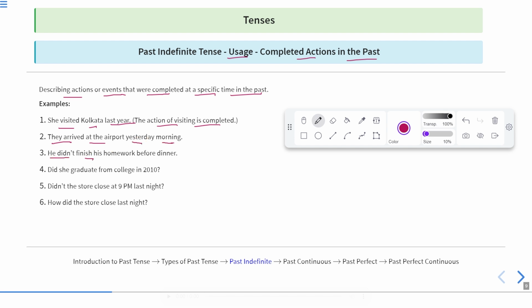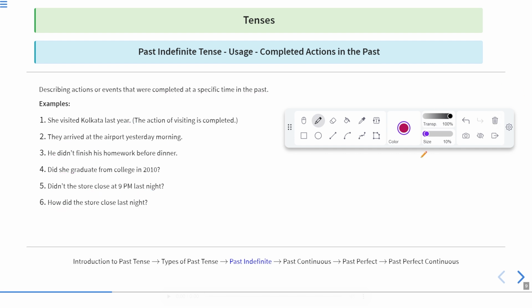He didn't finish his homework before dinner. Did she graduate from college in 2010? Didn't the store close at 9 p.m. last night? How did the store close at night? So all these sentences show that this action has taken place at a particular time in the past. So all these sentences should be written in past indefinite tense only.